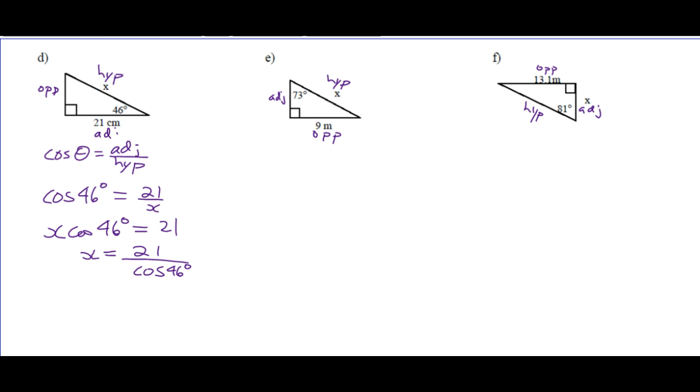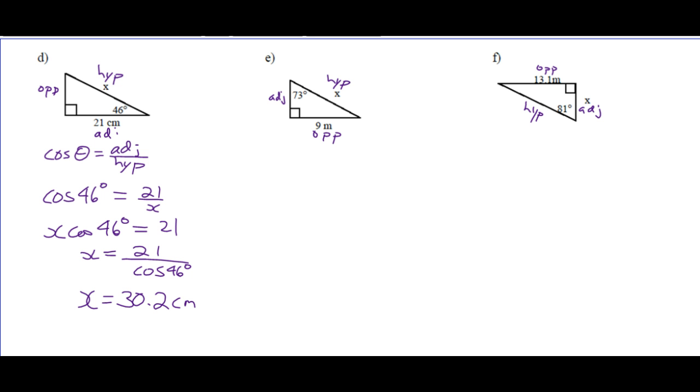But what's 21 divided by cos 46? 30.2. Units? Centimeters. Okay, there's a little bit of a check: it's larger than the 21, which it should be because it's the hypotenuse. I don't really know that it's correct, but I do know it's larger than this, and if it were smaller than that, there'd be a problem. I would have used the wrong ratio.